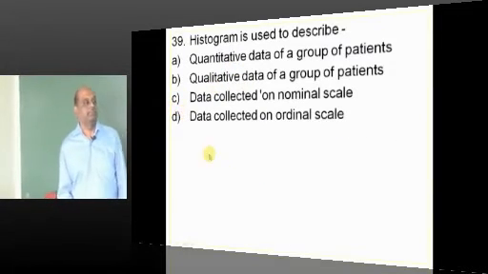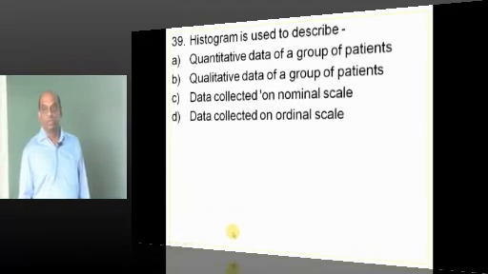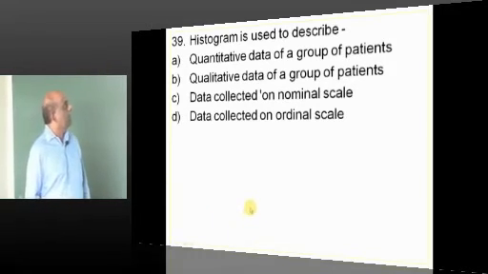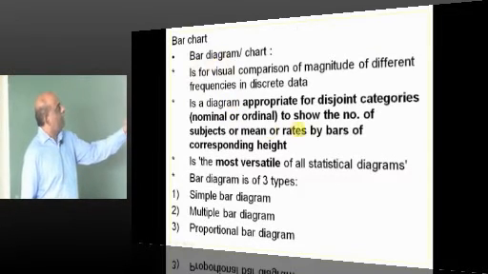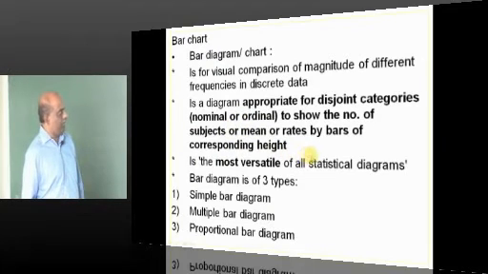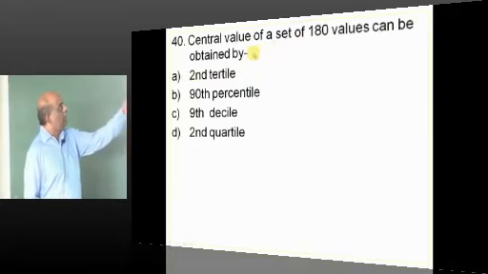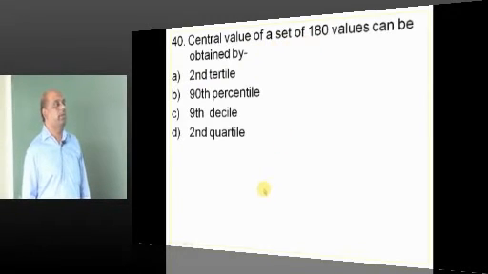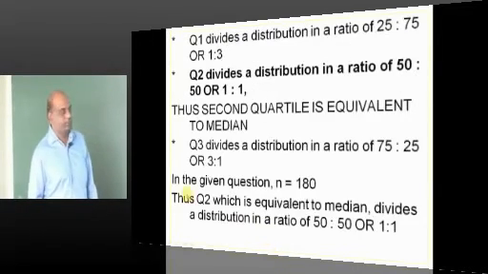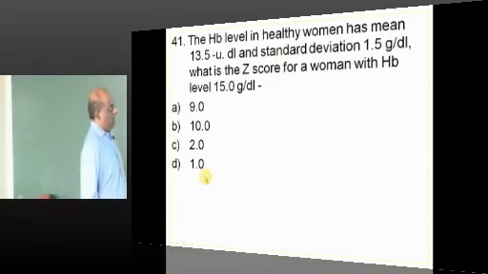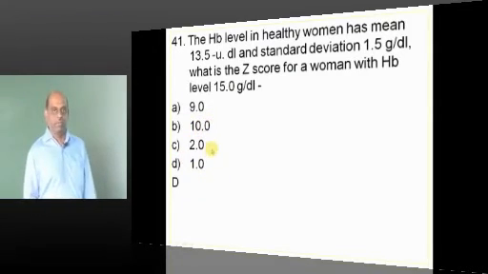What is histogram? Quantitative. You mean to say quantitative? I think there is a dual answer in this. Yes, sir. Dual answer. So it's a nominal scale, and also quantitative. Then what is the central value of around 180 values? Second quartile will divide the data into 50:50. Z score 1.5, because it is one standard deviation away from the mean value.